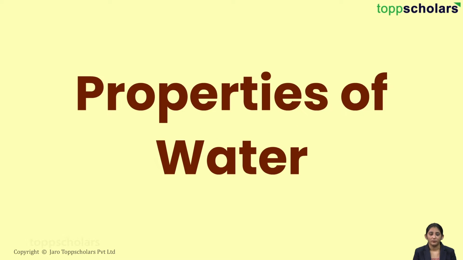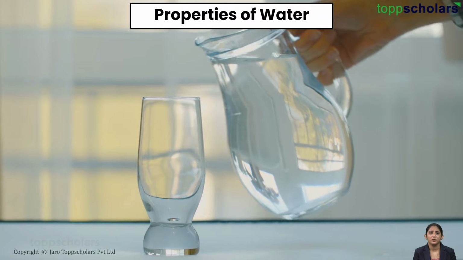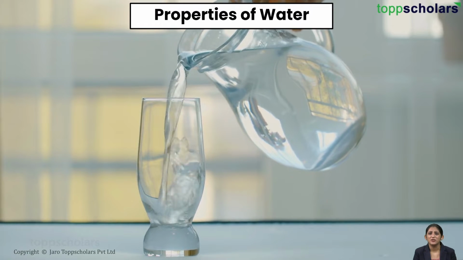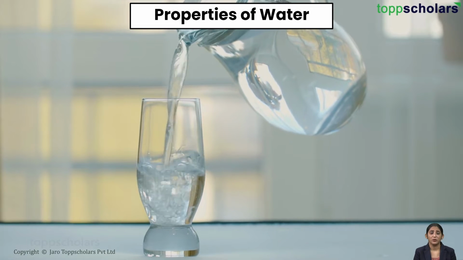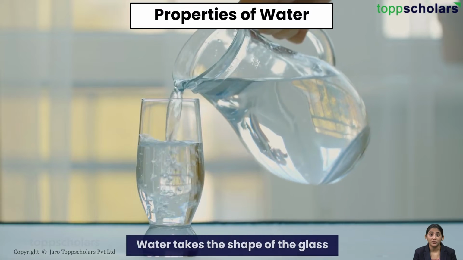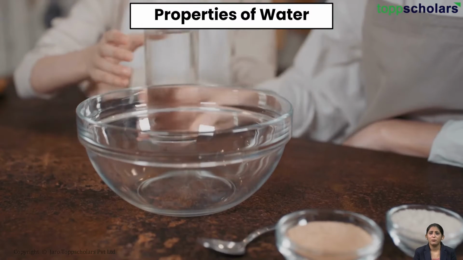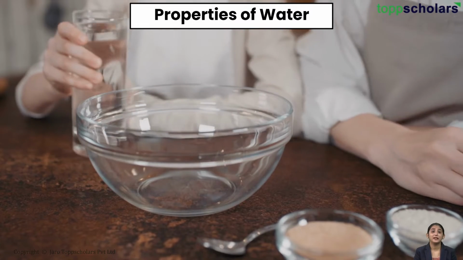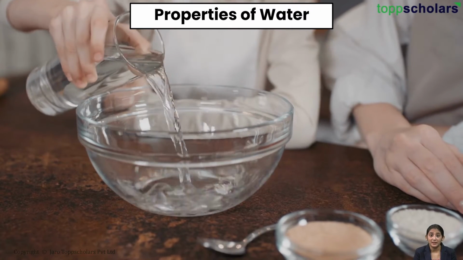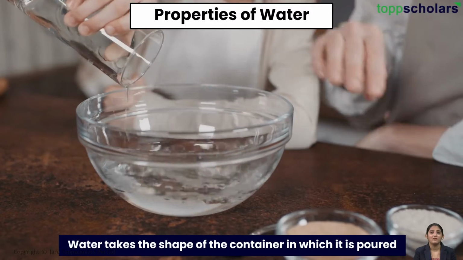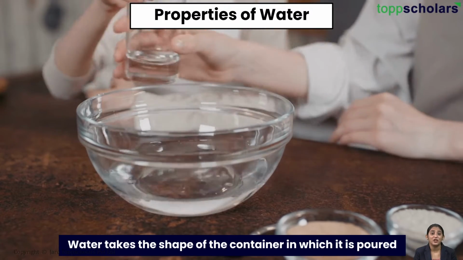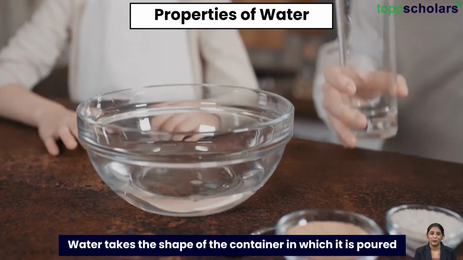Properties of water. What happens when you pour water in a glass? Does it change its shape or does it retain it? Well, as you can see, water takes the shape of the glass in which it is poured. Now, what if we pour water in a bowl? It takes the shape of the bowl. This indicates that water does not have its own shape. It takes the shape of the container in which it is poured.